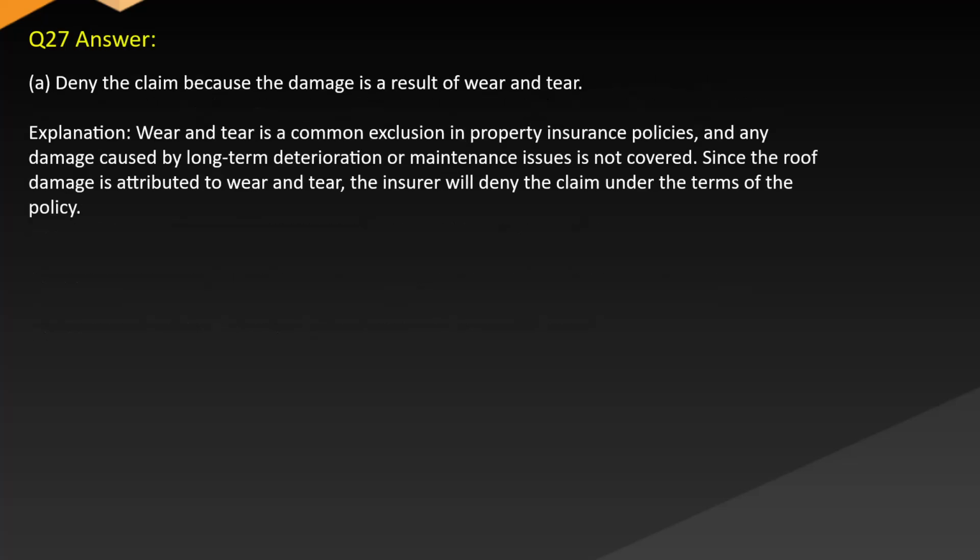Answer. A. Deny the claim because the damage is a result of wear and tear. Explanation. Wear and tear is a common exclusion in property insurance policies, and any damage caused by long-term deterioration or maintenance issues is not covered. Since the roof damage is attributed to wear and tear, the insurer will deny the claim under the terms of the policy.